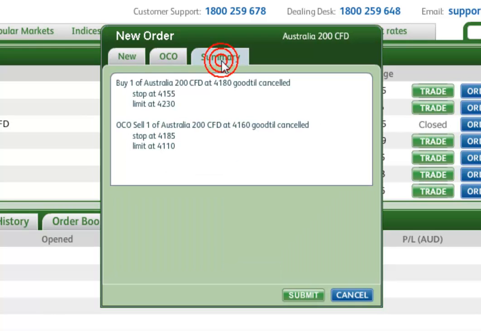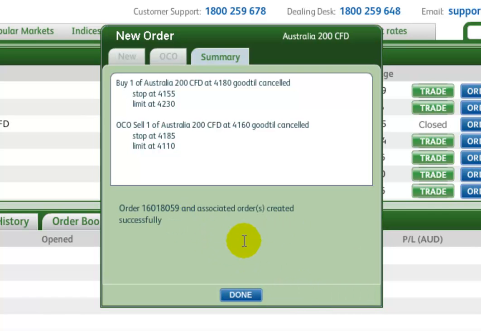So we can also have a look at the summary here. We're going to buy one if the Aussie CFD, Australia 200 Index CFD, goes to 4180, good till cancelled, with our stop and limit, or OCO that order, which means one cancels the other. So if either of these gets hit, the other one will immediately get cancelled. We will sell one Australia 200 Index CFD at 4160, good till cancelled, and when that order is done, place the stop and limit order accordingly. So all we need to do is click on submit.